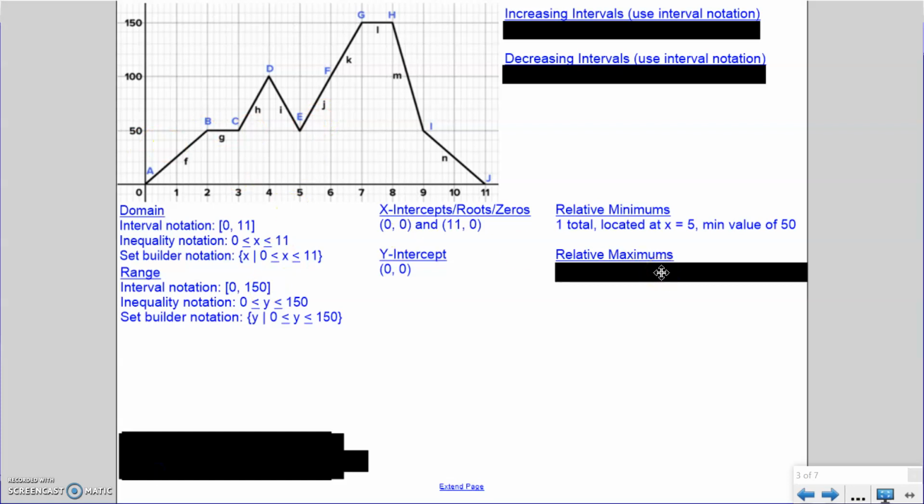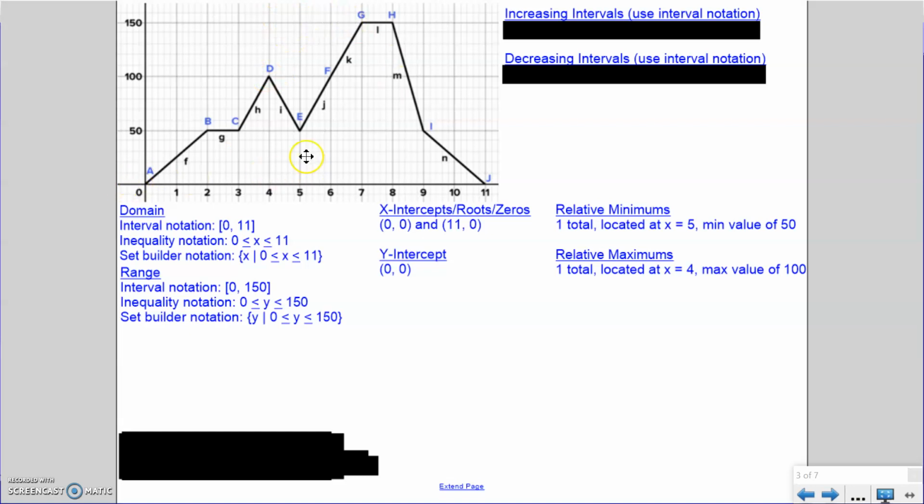Relative maximums, where's the top of a U or an upside down V, upside down U? There's just one total. If you notice it, it's at D, because this point D is higher than the point directly to the left of it and to the right of it. Its location is the x value, 4, and then its y value, the value of the max, is 100. And again, these are relative maximums because that's not the highest for the whole problem. The highest value here is 150.